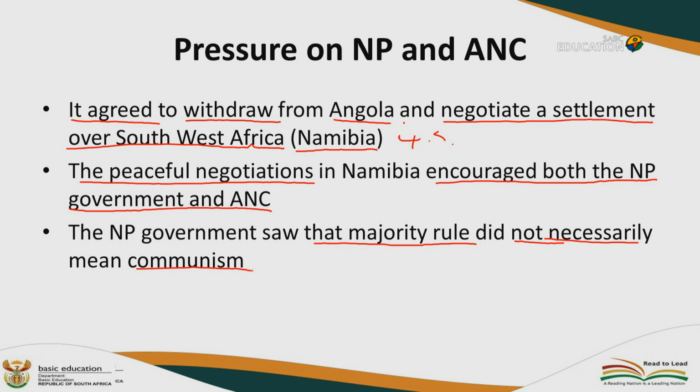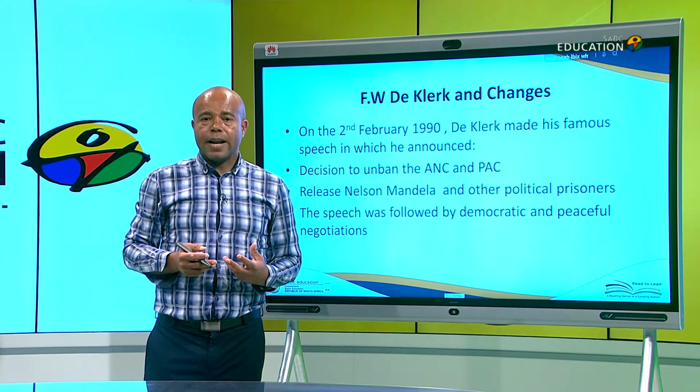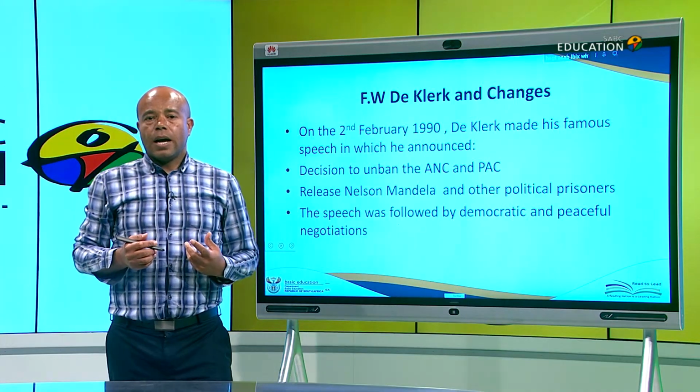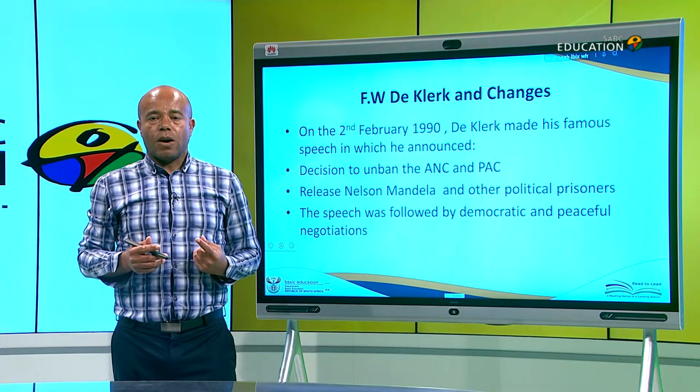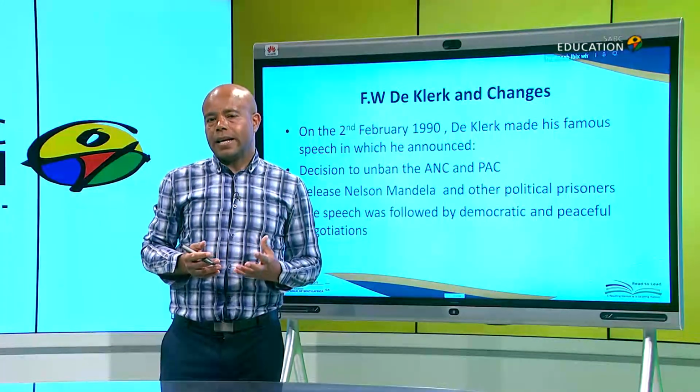Then, this is what happened now to F.W. de Klerk and the changes that were introduced. In the early part of 1989, P.W. Botha suffered a stroke. He was the president of South Africa. He suffered a stroke, and after he suffered a stroke, this is what actually happened: F.W. de Klerk became the new leader within South Africa in 1989.